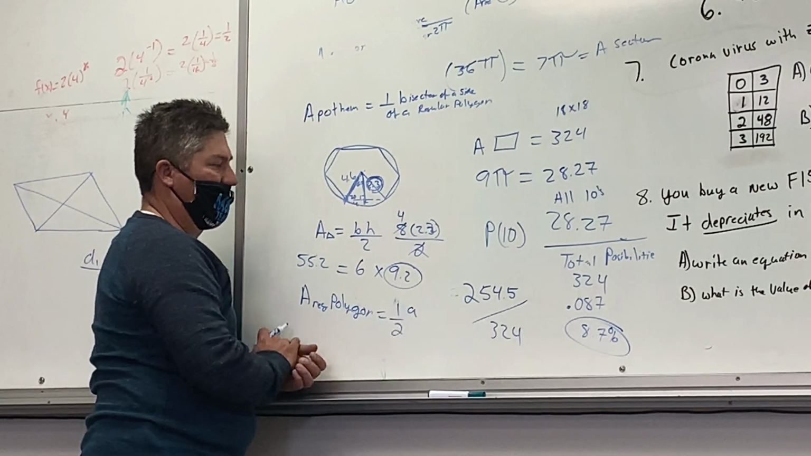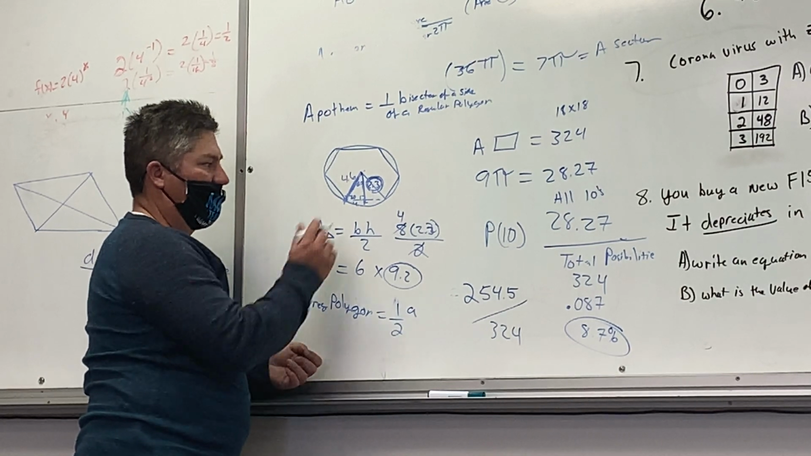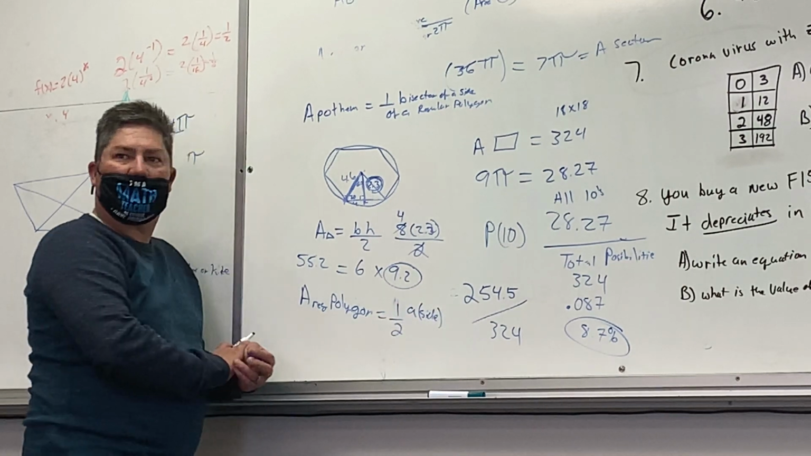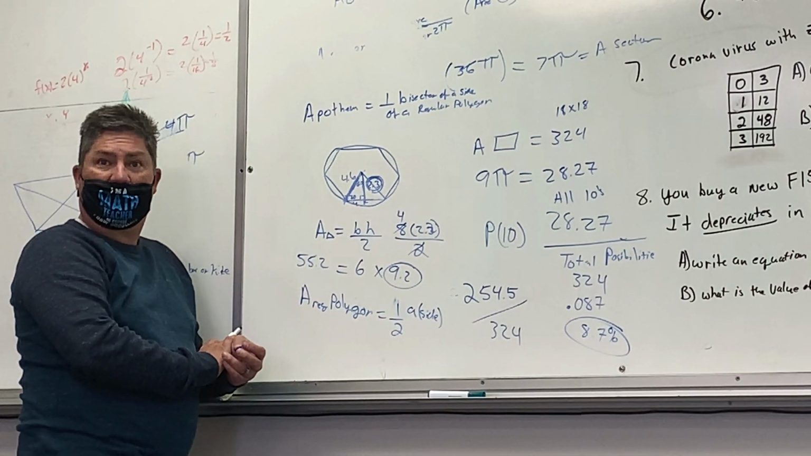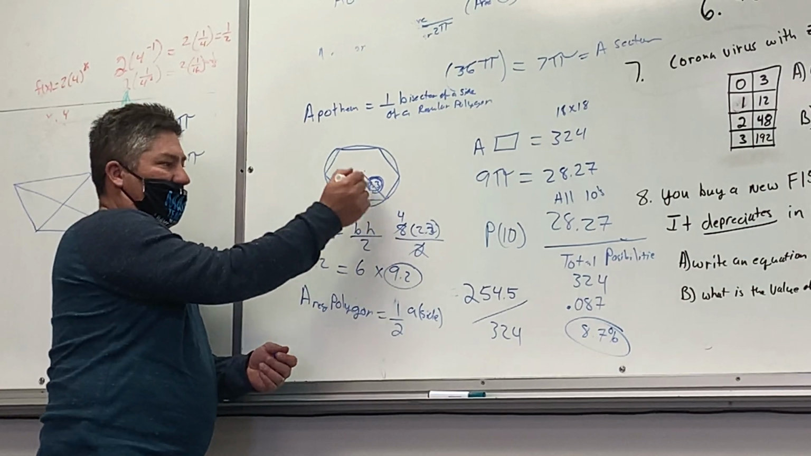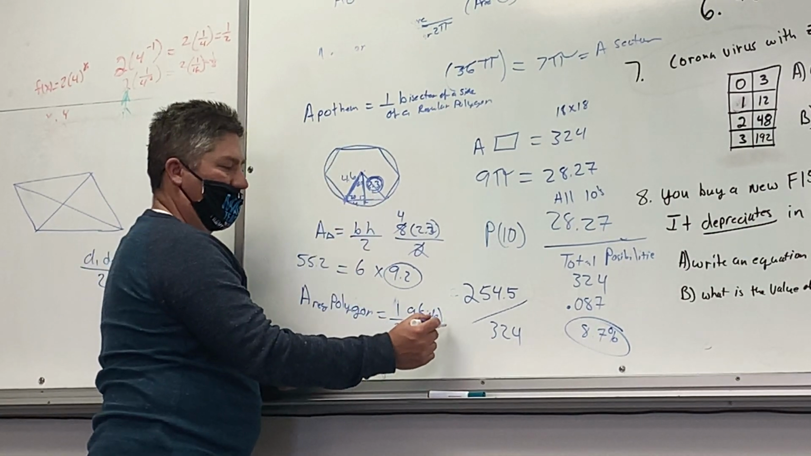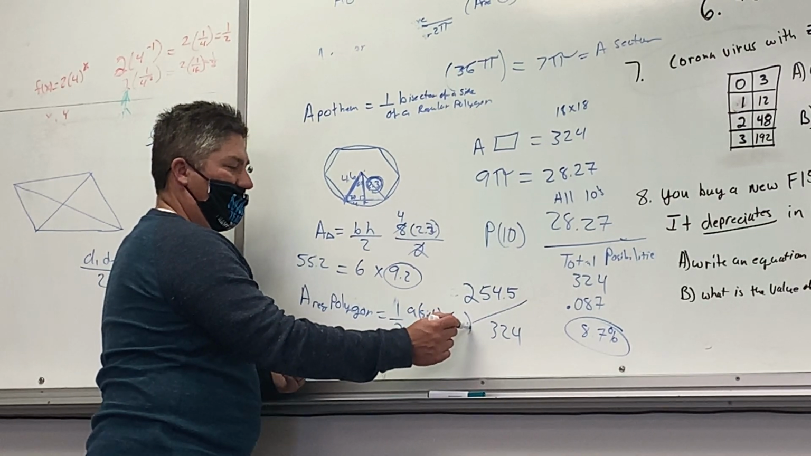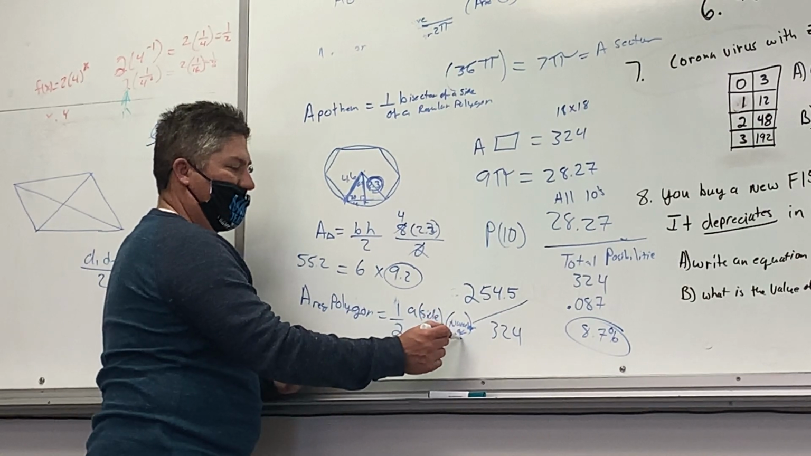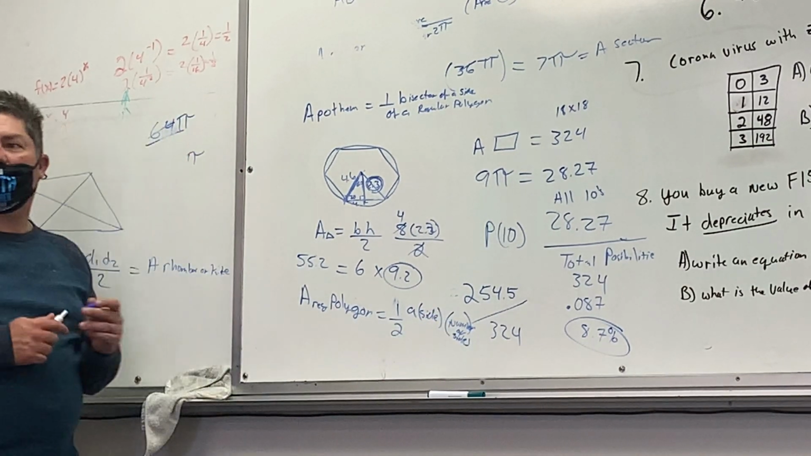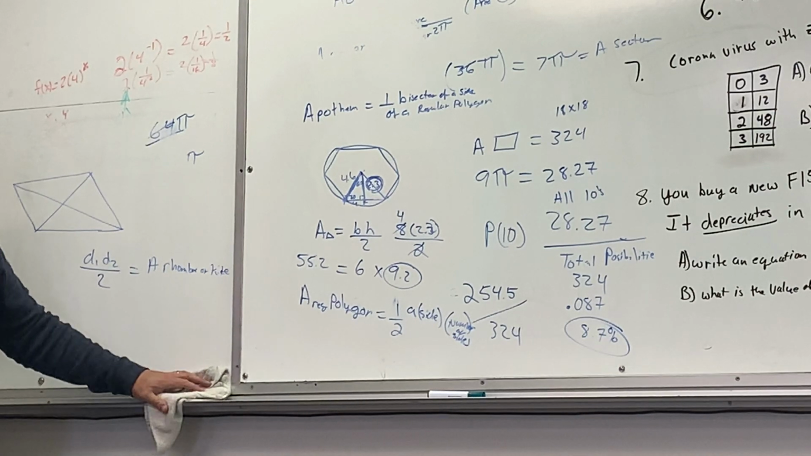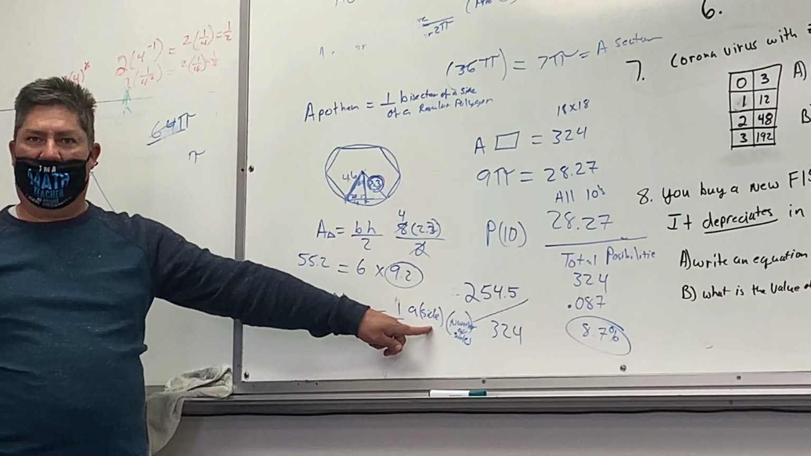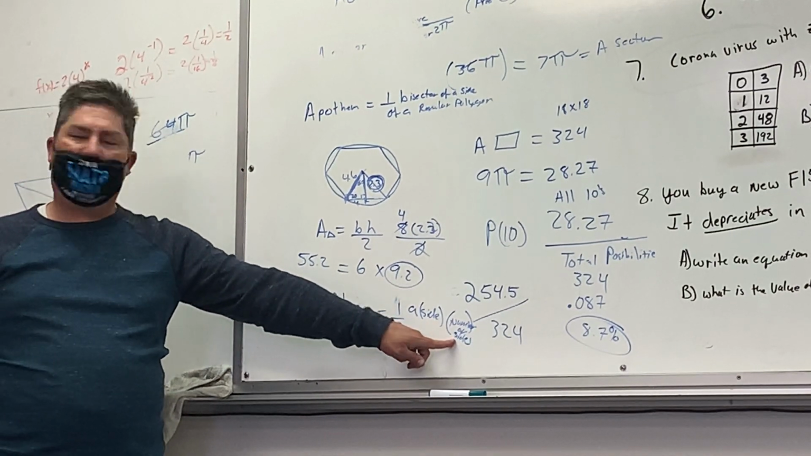The apothem times what? What's this base? Side length. Isn't it? Yeah, because that was the side length times the apothem times what? The number of sides. Okay. Area of a polygon is 1/2 the apothem times the side length, times the number of sides.